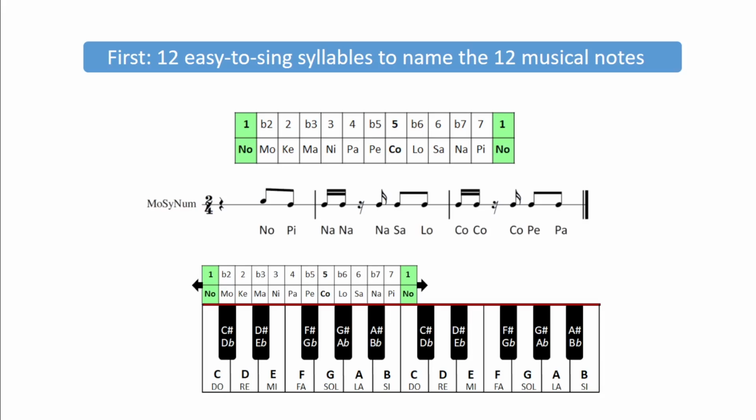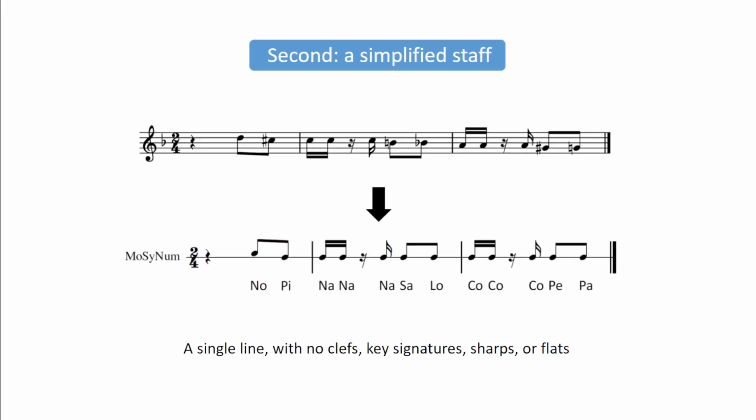It's important to know that the syllable no always corresponds to the first note of the scale, the tonic or root. Second, MoSyNum reduces the traditional 5-line staff to a single line, eliminating clefs, key signatures, sharps, and flats.